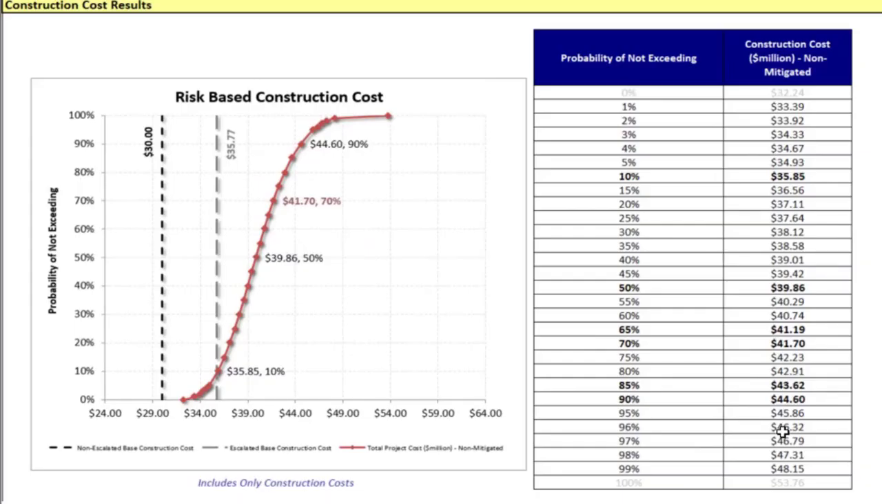The output from the model after it's run is a cost curve. There are other outputs as well, and we'll talk about that in a second. But right here, we show the cost curve for construction costs. This shows a range of potential costs and probability as related to the base cost. The cost we're looking for is the 70th percentile cost, which in this case is $41.7 million, whereas the base cost is 30. Please note that this is the pre-mitigated analysis, meaning if we were to proceed with construction without any further risk management, we would expect to spend almost $12 million in overruns.